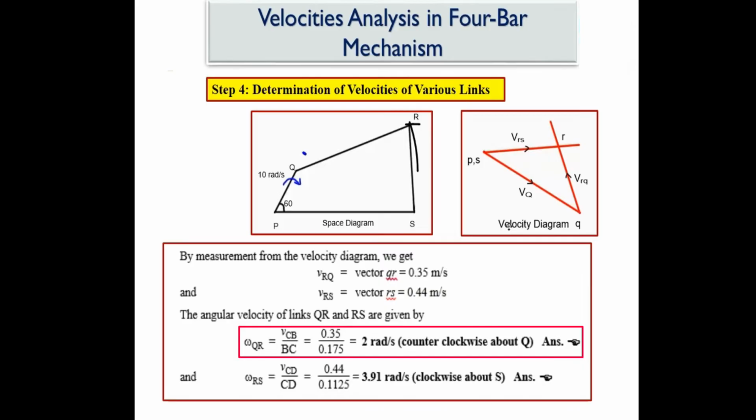So V equal to R omega, therefore omega equal to V by R. So omega QR is equal to V QR divided by QR. Since both are known, we can get the answer 2 radians per second. Similarly, angular velocity of RS can be determined as 3.91 radians per second. That's it.